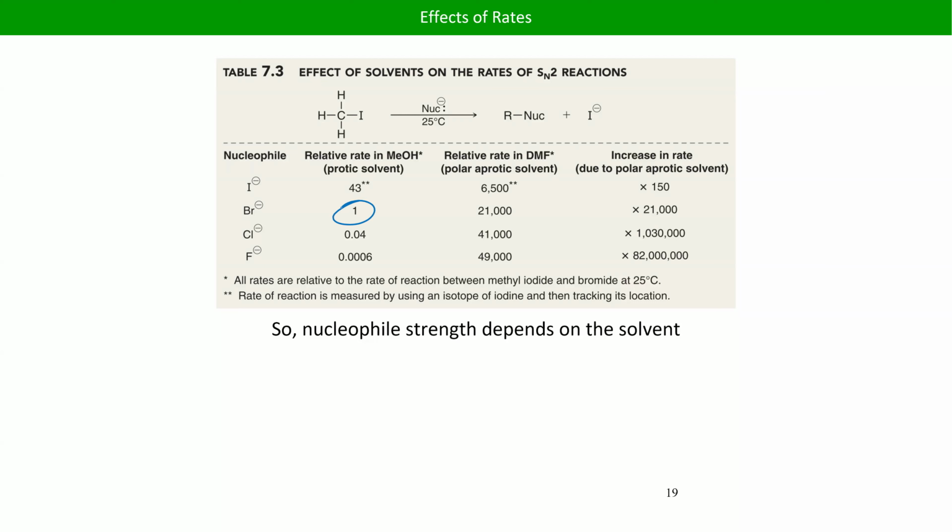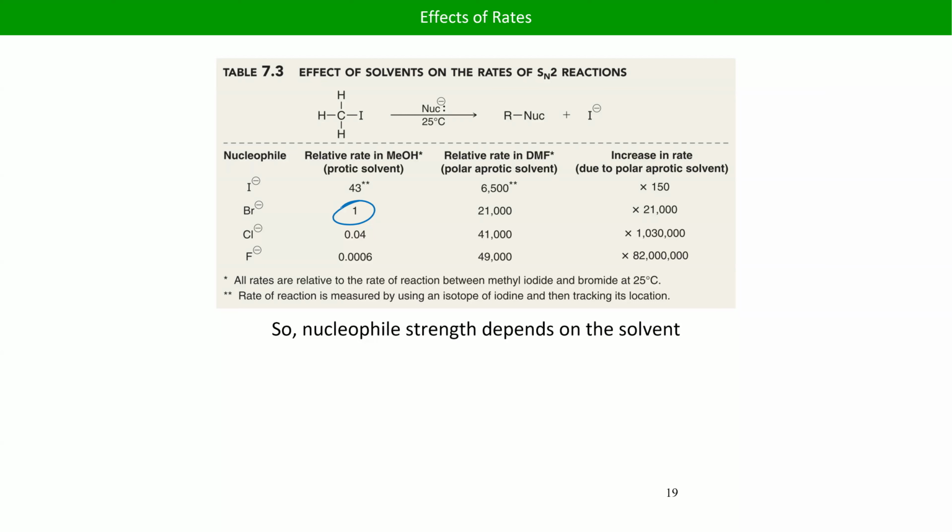So obviously we're changing our nucleophile here, and then we also have multiple columns. Here's our reaction rate in methanol versus in DMF. If we do this reaction in methanol, that's our baseline reaction. If we switch to DMF, it's 21,000 times faster. But then, none of them are 1 anymore, but the iodine is our lowest, right? So iodine is still faster than it was, but it's slower than the rest of these.